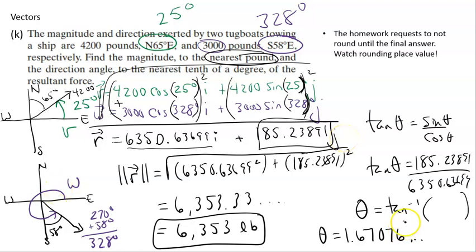This is degrees. Is that in quadrant 1? Well, sure. It's so tiny. It's only 1.67076 degrees. It's super tiny. That is in quadrant 1. I'm supposed to round to the nearest tenths place, so my theta would be 1.7 degrees. Okay, so a magnitude of 6,353 pounds at 1.7 degrees is my directional angle.